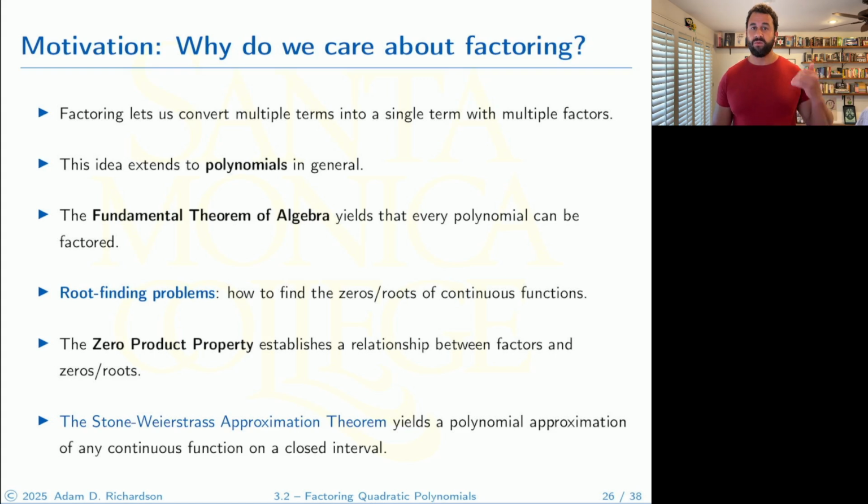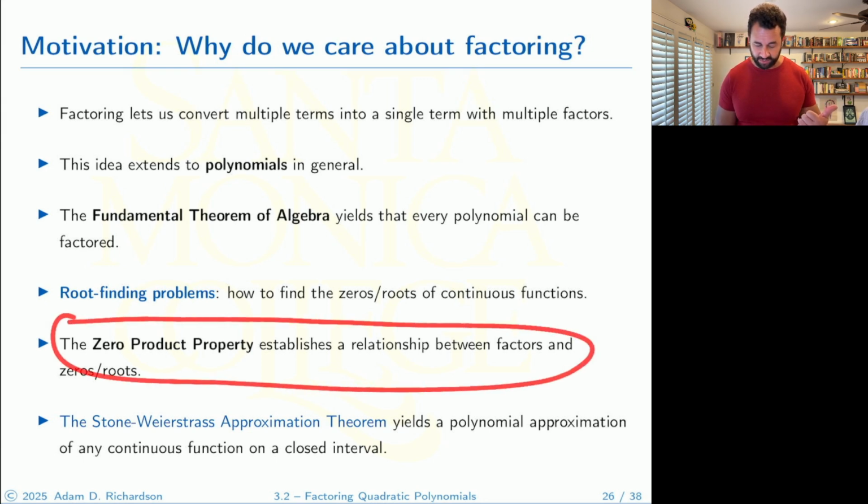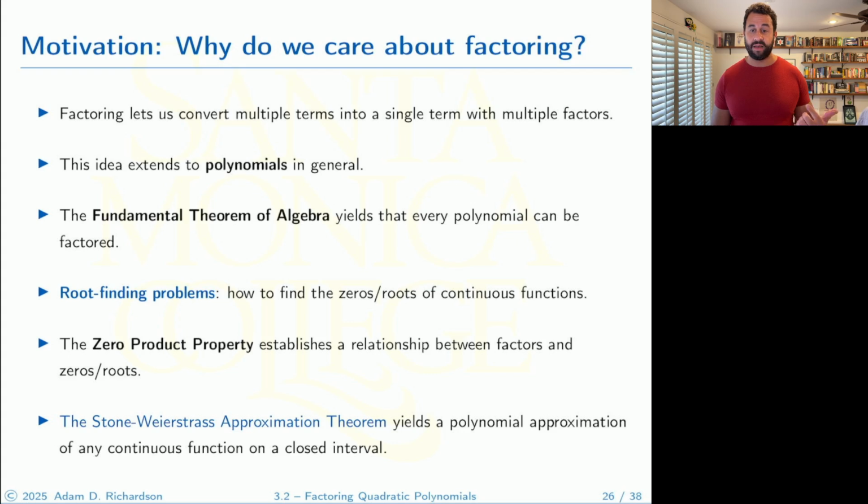Then we have the zero product property. The zero product property is what establishes a relationship between factors and zeros or roots. Then we have this theorem, which you probably never heard of before, but now you will, and we're going to talk about it at length in section 3.5: the Stone-Weierstrass Approximation Theorem. This approximation theorem yields a polynomial approximation of any continuous function on a closed interval.